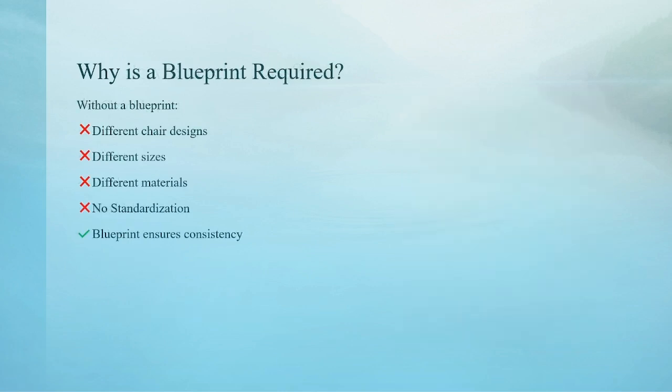Then why is a blueprint required? Imagine there is no blueprint. One worker may create a chair with three legs. Another worker may make it much taller. Someone else may use plastic while another uses wood. As a result, every chair will be different. This creates inconsistency, confusion, and there will be no standard design. A blueprint solves this problem. It ensures that every chair follows the same design, dimension, and quality. Similarly, in Java, a class provides the standard structure, so every object created from that class follows the same design.